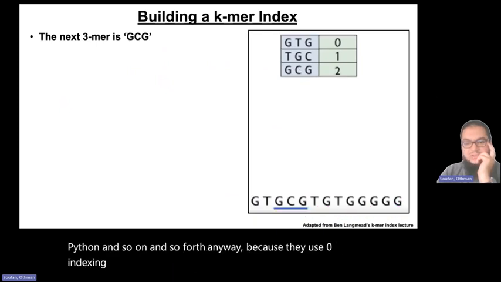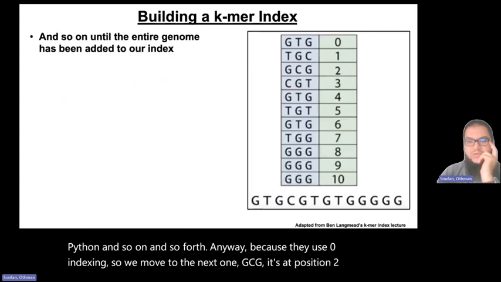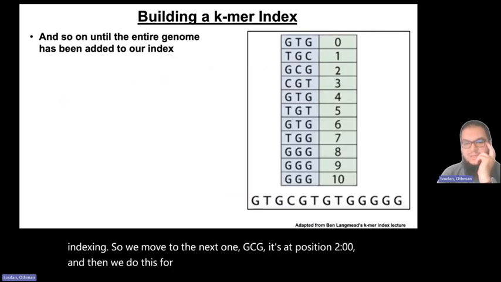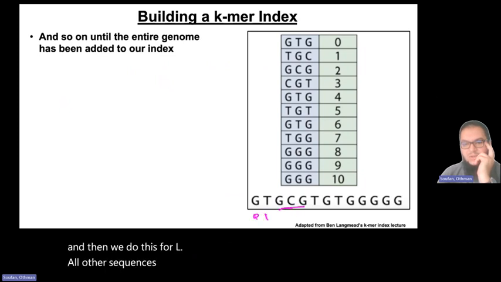So we move to the next one, GCG. It's at position 2, and then we do this for all other sequences. So 0, 1, 2, 3, and GTG, this is 4. And so on and so forth until we get all of this list.